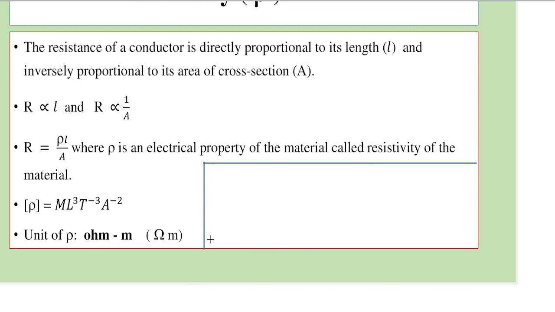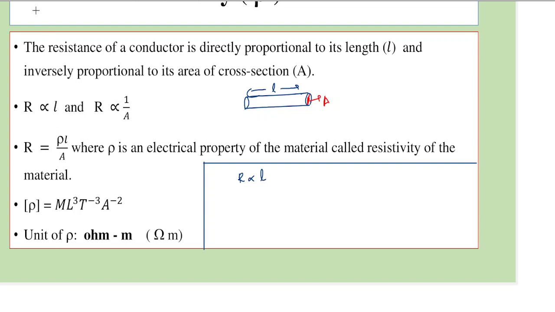Now, it is found out that the resistance of a given material or a given conductor, for example, let us take a conductor of certain length called L and certain area of cross section called capital A. It is found out that the resistance offered by this wire is directly proportional to the length of the wire. It is again common sense.